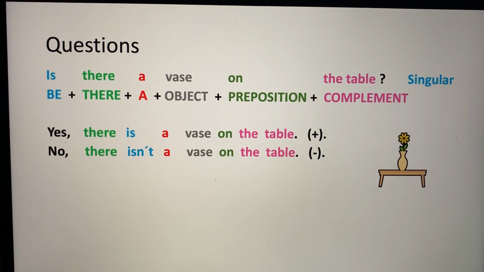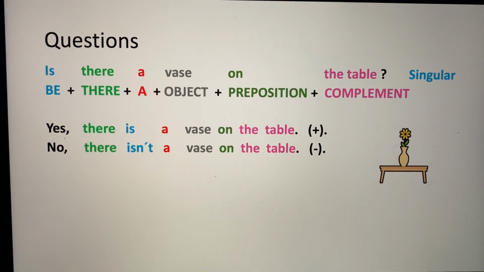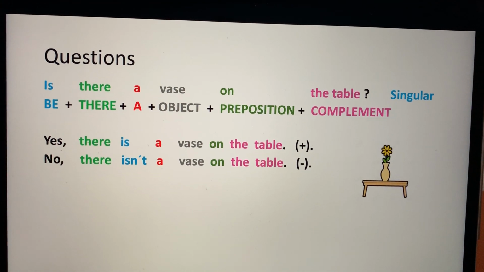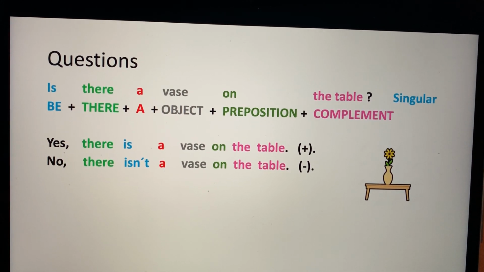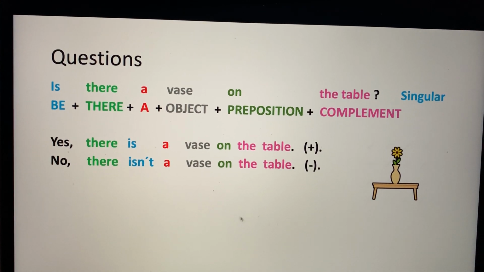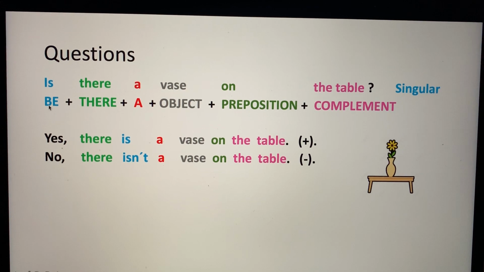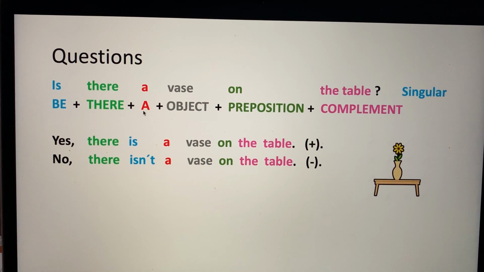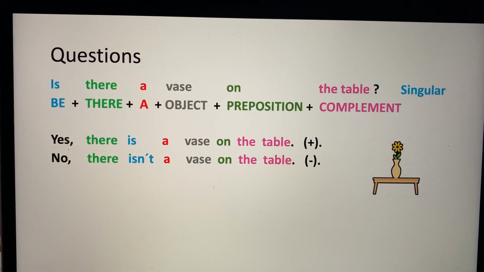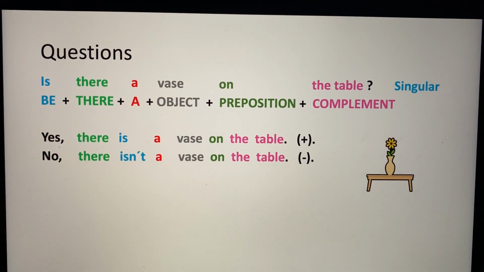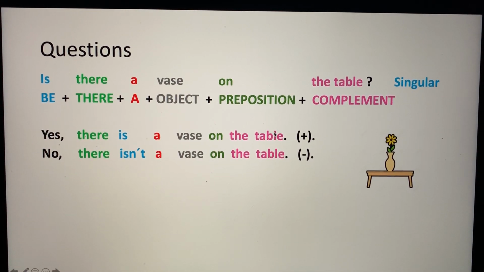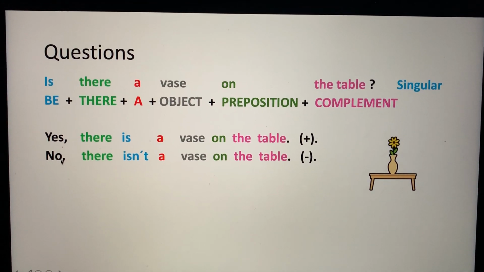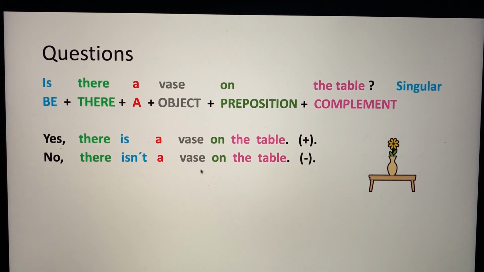But we can also have questions. The singular question is there a vase on the table? Starting with verb to be, is there a vase on the table? The answer is yes. There is a vase on the table. Or negative sentence, no, there isn't a vase on the table.